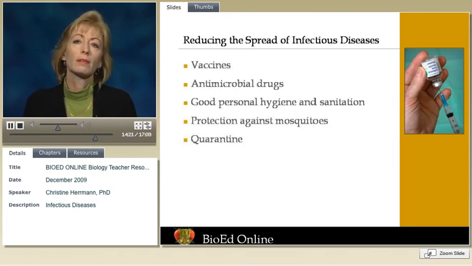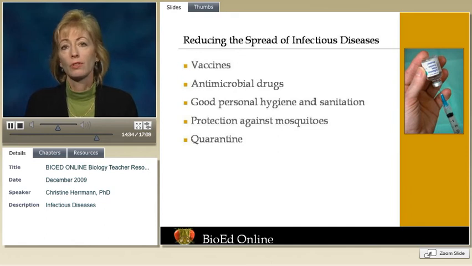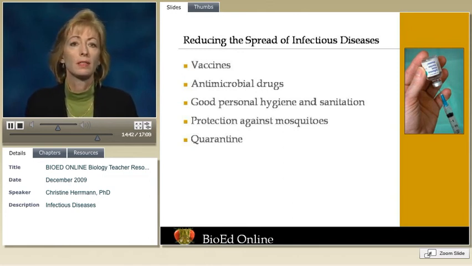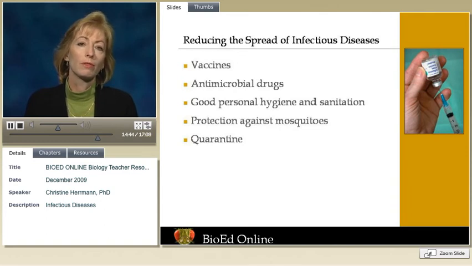Relatively simple methods such as frequent and thorough hand washing are important in limiting the spread of infectious diseases. Protection against mosquitoes is especially important in the developing world to protect against malaria, and closer to home from other infectious diseases such as the West Nile virus. In outbreaks of severe disease, quarantine is used to limit the spread of the disease and would probably be used in the event of a flu pandemic.